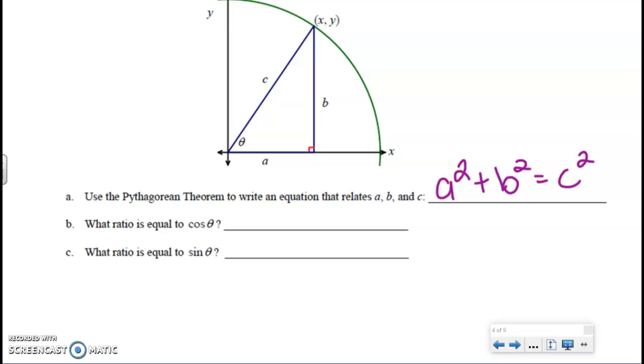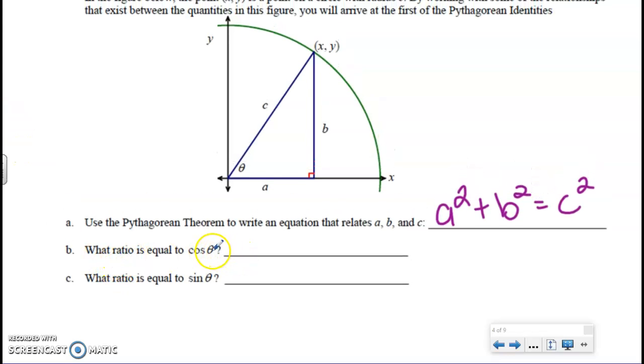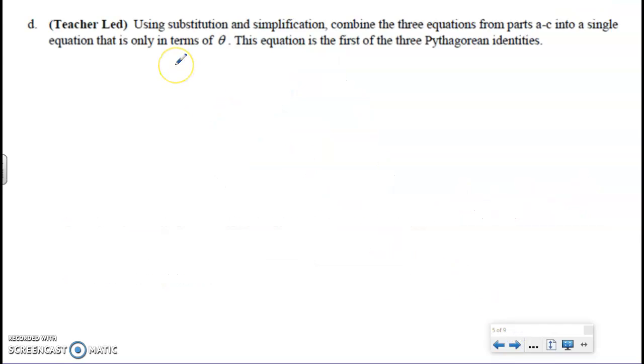Remember that the ratio for cosine of this angle is adjacent over hypotenuse, so a over c, and the ratio for sine of theta is opposite over hypotenuse, so b over c. We're going to continue on, and this is the part that's teacher-led, but I want to make sure you have that right. We're going to use substitution and simplification and combine the 3 equations from parts A through C into a single equation that's only in terms of theta.